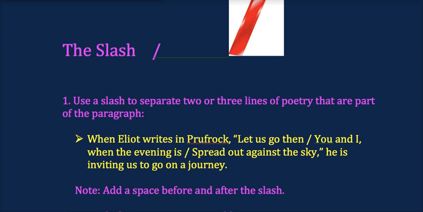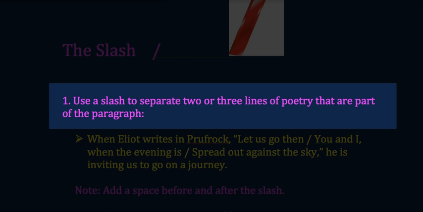And finally, the slash mark, which you use in English 1B or other literature courses where you're writing papers that involve poetry. So you use a slash to separate two or three lines of poetry that are part of the paragraph. And as a side note, if it's more than that, then you indent the quotation. But we're not dealing with that here. If it's a shorter quotation from poetry, you use the slash mark.